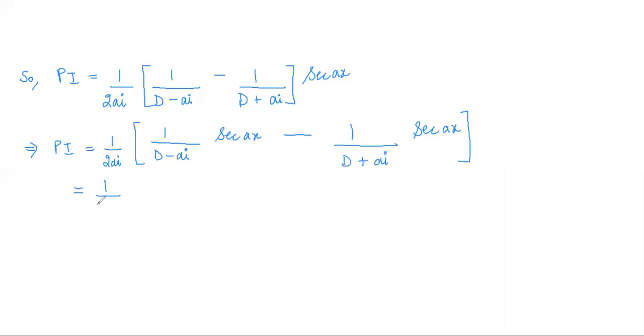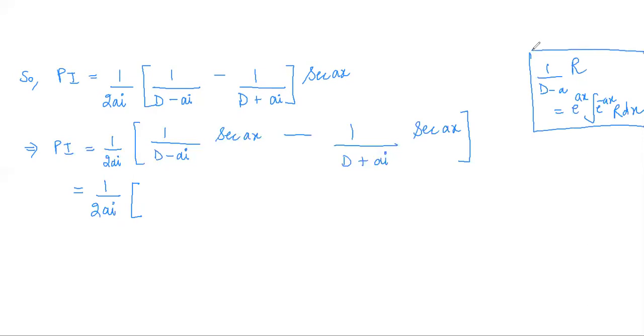1 upon 2a iota, this will be as it is. Now here we will be using the general rule. If I write the general rule again here, we have 1 upon D minus a times r, this is equal to e raised to power ax, integral of e raised to power minus ax times r dx. We have discussed it in the beginning also.